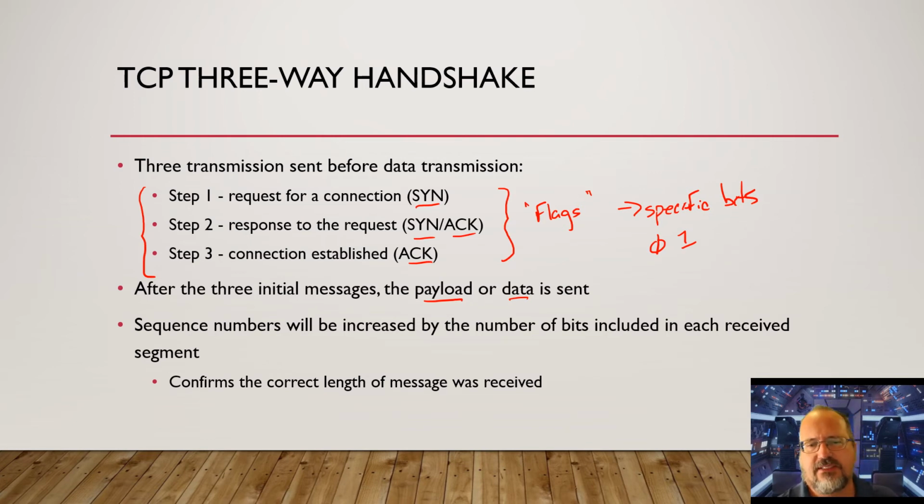Sequence numbers are increased. That's why they're sequence numbers. And the acknowledgement number confirms the correct length of the message was received, right? So sequence and acknowledgement numbers are closely related. You'll see one turn into the other.